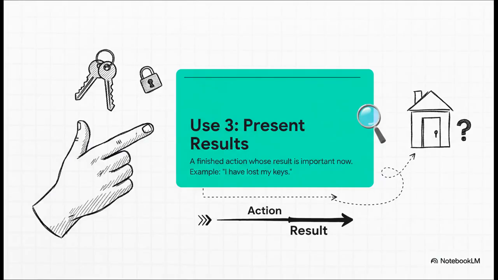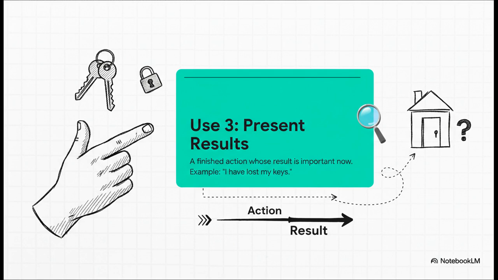And for our third and final destination, present results. This one is for a past action that's completely finished, but its consequence, its result, is affecting you right now. So if I say, I have lost my keys, well, the action of losing them is over, but the result is that I'm standing outside my door and I can't get in.